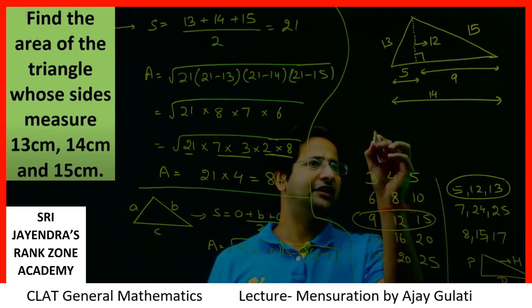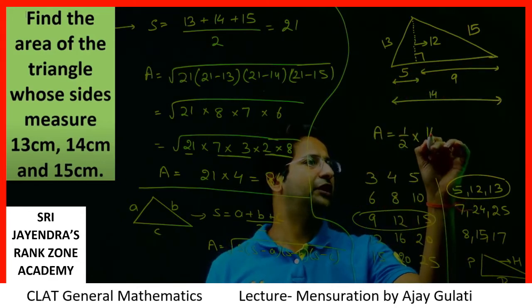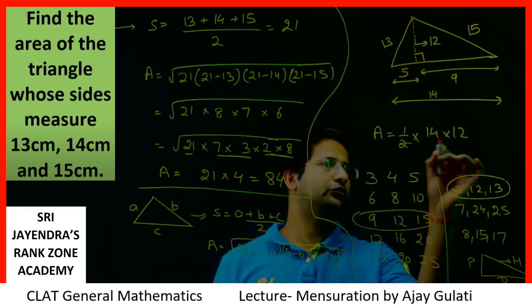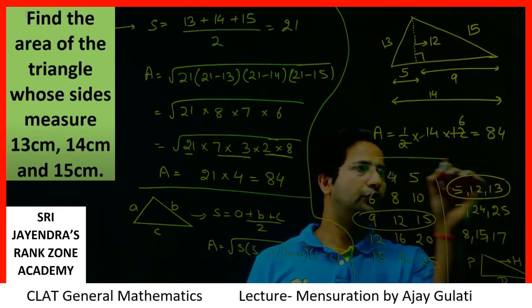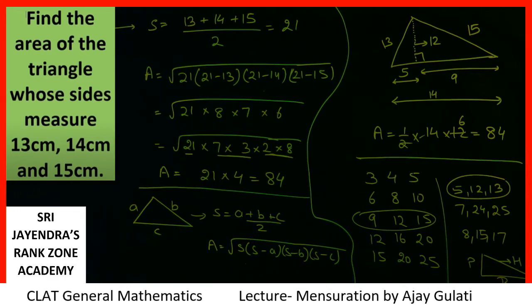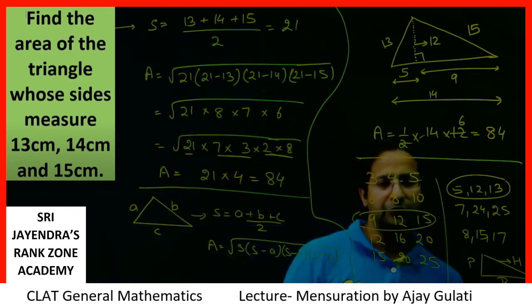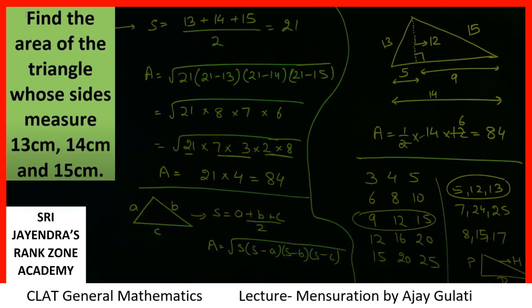So very easily, its area will be what? Half into base. The base is 14. The height is 12. See how easy you can solve it. 2 into 12, 6. 14 into 6 is 84. You get the same answer. I hope it is clear to all of you. It makes sense. Okay, dear students. So let's move to the next question. You can take a screenshot if you want to.